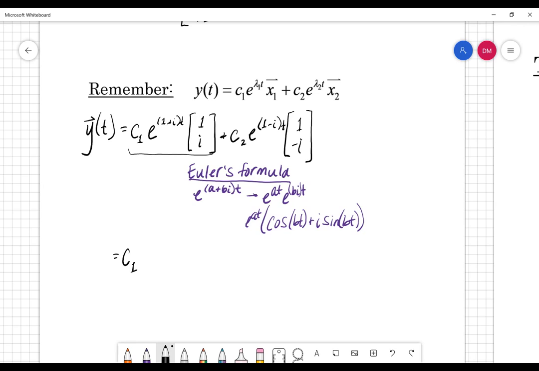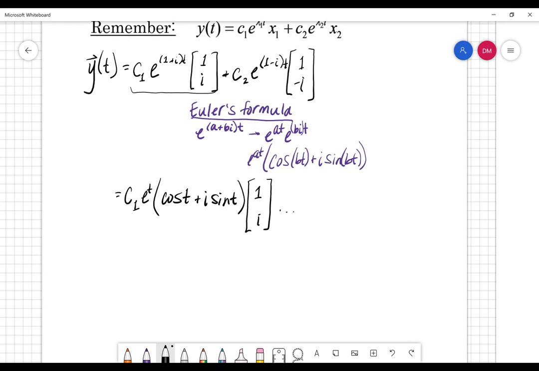So we should have c sub 1 e to the at. So it looks like I'm going to have just e to the t. And then we are going to have cosine of bt. Well, b is also 1. So cosine of t plus i sine of t, times our eigenvector. So we would have that times (1, i) right there. Now, bear with me just a second. I'm not going to do the second one this way just yet, because we're going to investigate what this looks like when we simplify here and distribute this through.